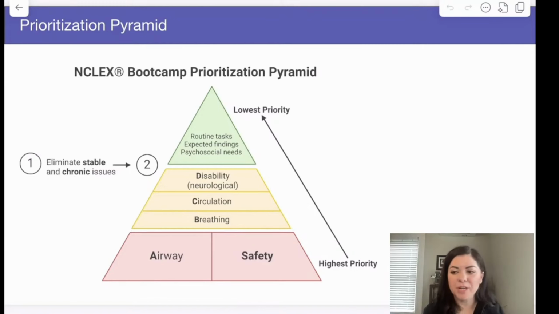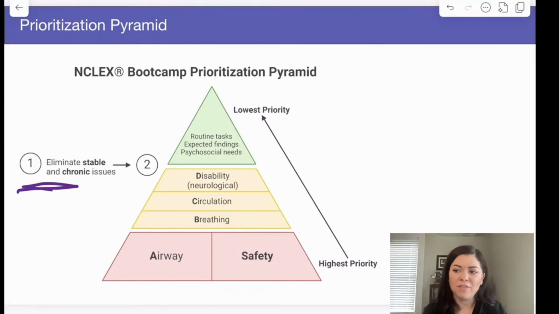The way we use this pyramid is we start with step 1 on the left here, and we are going to eliminate any type of stable or chronic issues. Typically any client that is experiencing a chronic ongoing issue or is stable is not going to be our first priority. They're not going to have any type of life-threatening emergent issue that requires immediate care.